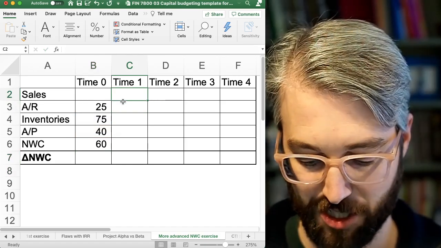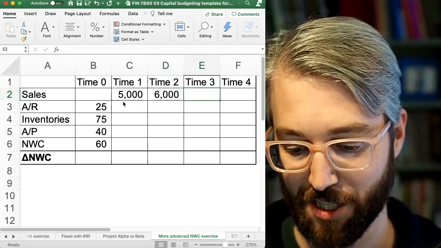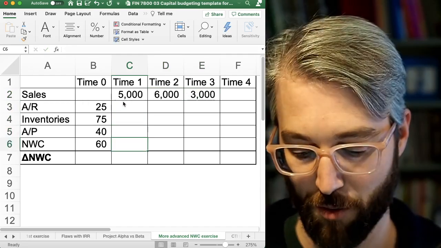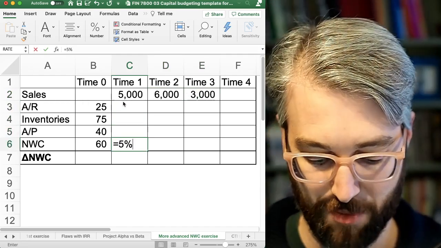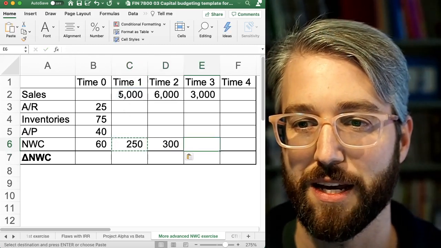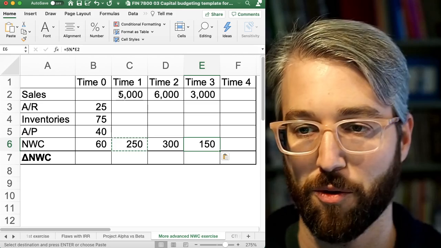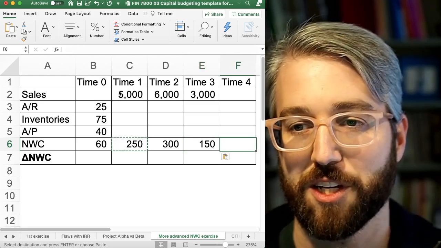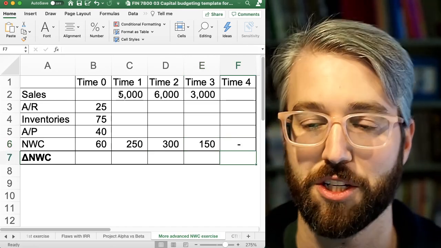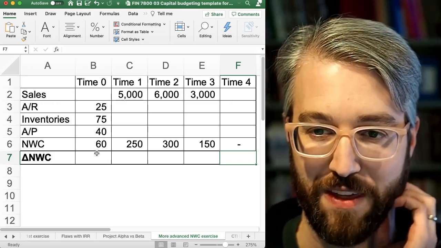And what about in time one? Well, we said that over the next 3 years, they're going to have sales of 5,000, 6,000, and 3,000 respectively, and that total net working capital in those years was going to be 5% of the sales forecast. Okay, so we have a net working capital forecast for years 1, 2, and 3 of 250, 300, and 150 respectively. And then what's going to happen after the project gets liquidated? Well, our assumption is that the project is no longer going to have any working capital associated with it anymore.